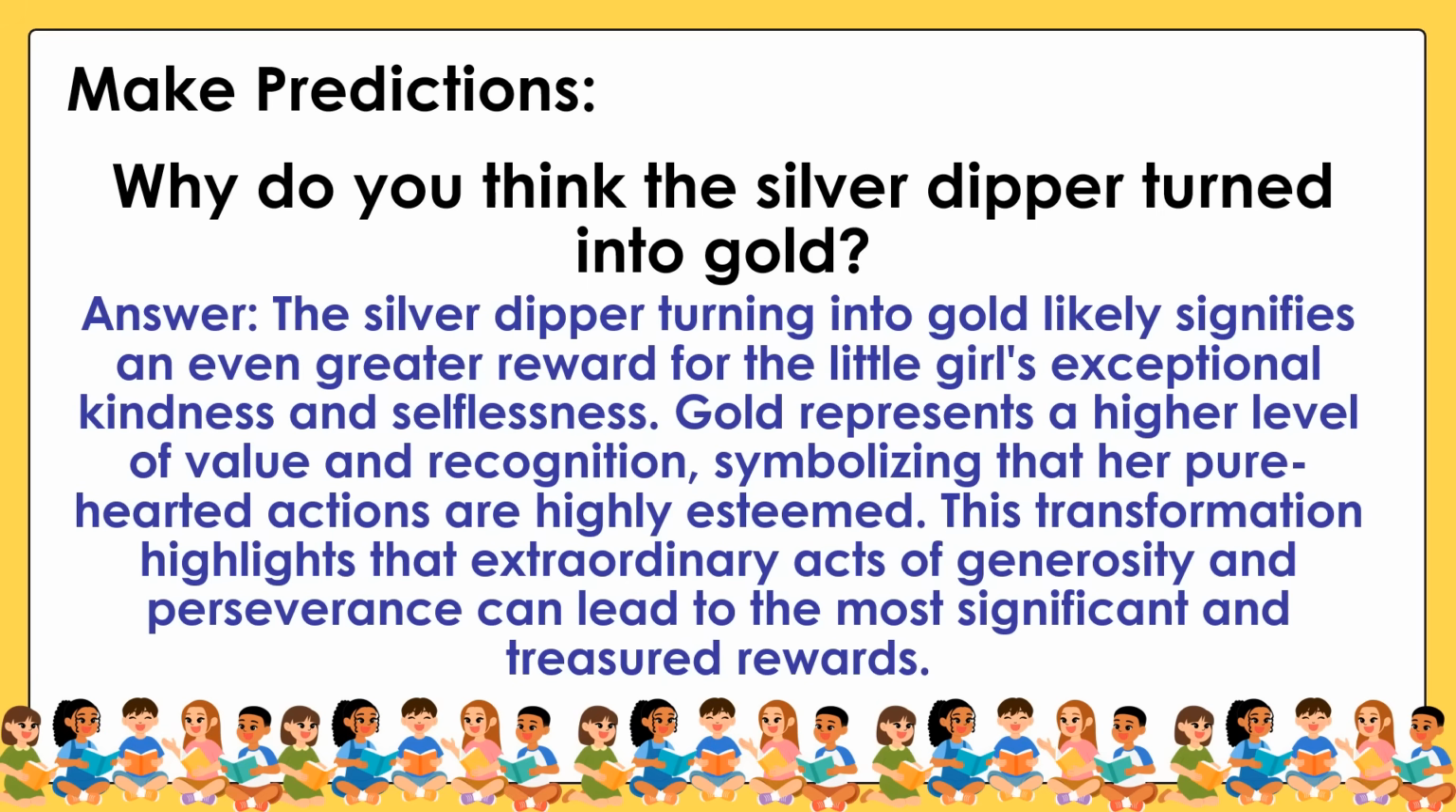Let's make predictions. Why do you think the silver dipper turned into gold? Here's the possible answer. The silver dipper turning into gold likely signifies an even greater reward for the little girl's exceptional kindness and selflessness. Gold represents a higher level of value and recognition, symbolizing that her pure-hearted actions are highly esteemed. This transformation highlights that extraordinary acts of generosity and perseverance can lead to the most significant and treasured rewards.